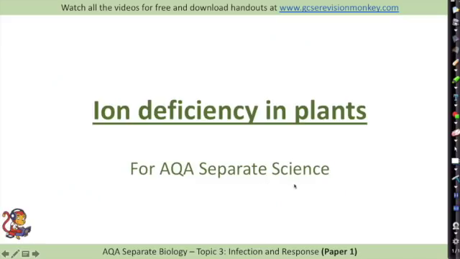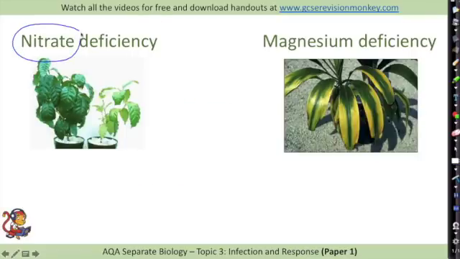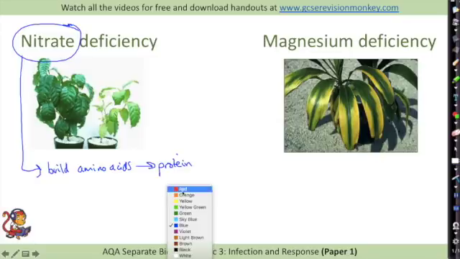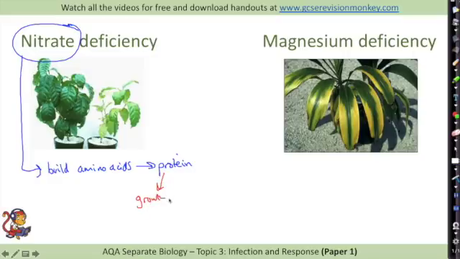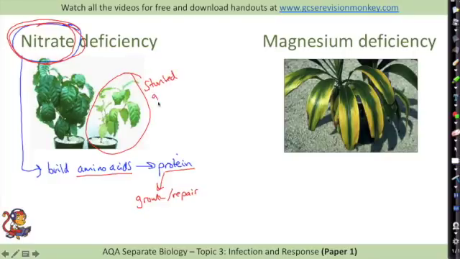There's two types of mineral deficiencies that you need to know about in plants. The first one is a nitrate deficiency, and if you link your understanding here to the topic on how plants use glucose, you'll remember that nitrates are used along with glucose to build amino acids, and amino acids are the building blocks to make protein. And the final link, protein, is for growth and repair. And in this case, if the plant is deficient in nitrates, which means it doesn't have enough nitrates, because it can't build enough amino acids and proteins, you therefore have stunted growth. So this plant here, you can see compared to the other one, it has stunted growth, and that is an indication that it has a nitrate deficiency.